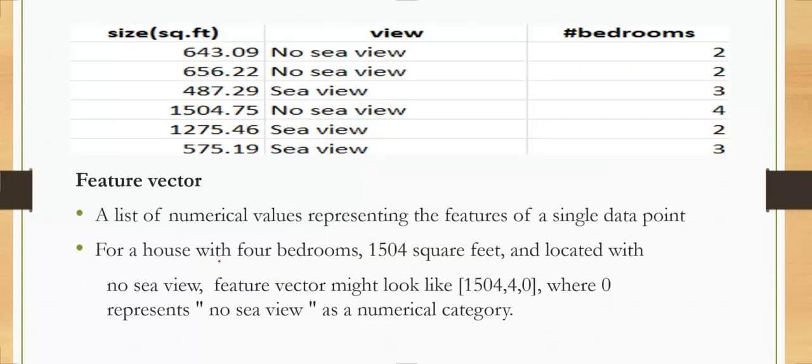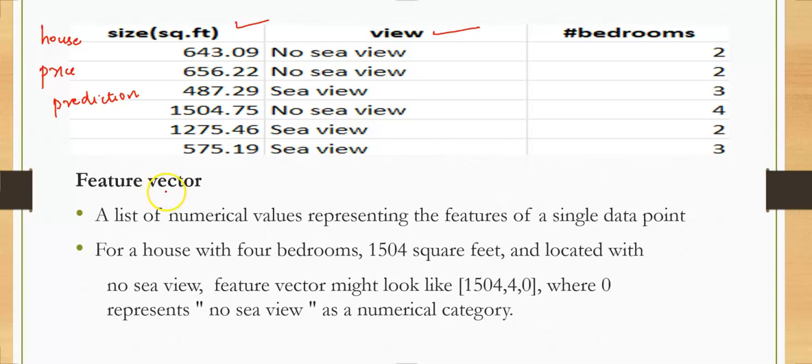And we can see an example. Here we are taking the example of house price prediction. In this house price prediction, we have the features or the characteristics as size of the house, that is size in square feet, view, that is sea view or no sea view, and bedrooms, the number of bedrooms. So these are examples of characteristics or features in the case of machine learning data.